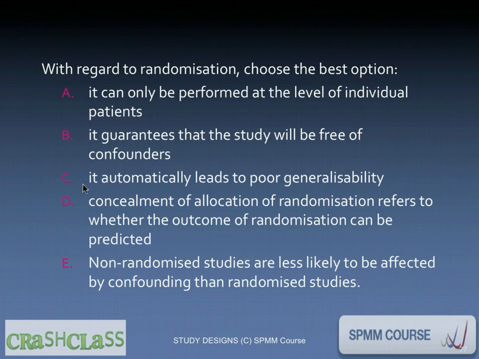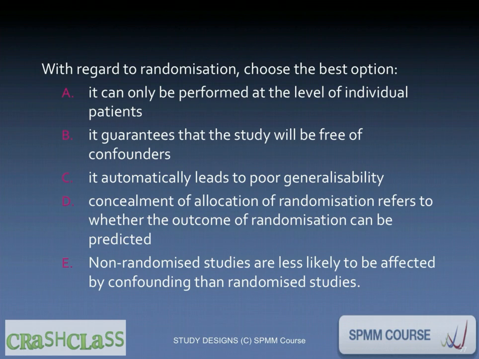Now C. So A is wrong, B is wrong as well. C, it automatically leads to poor generalizability, is not correct. Randomization is not the reason why conventional RCTs are poorly generalizable. Randomization improves generalizability because you randomly pick people from the population to get into your sample. That you do to make sure your sample looks very much like your population. So randomization helps you with generalizability.